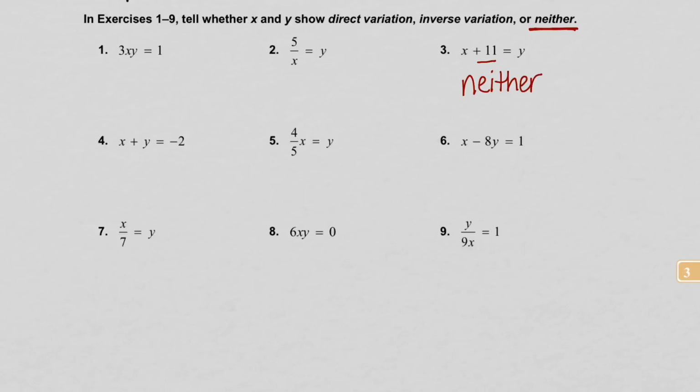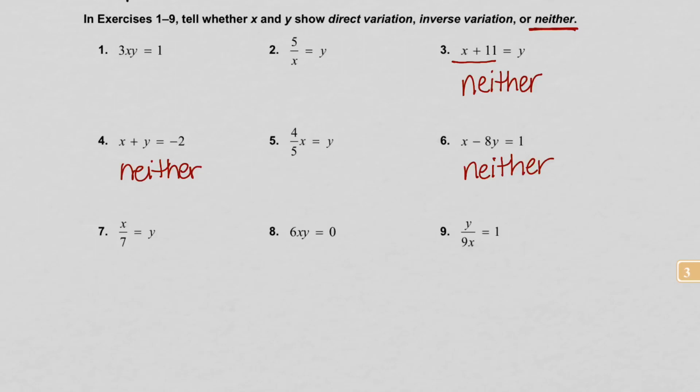This is solved for y, and it either needs to be a variable divided by x or a variable multiplied by x. But this is a variable added to x, so that can't be. This is going to be the same way because there is a plus. If I solve for y, it's actually going to have a negative x, so it's negative 2 minus x. Here's another minus. So I can automatically say those don't vary directly or inversely.